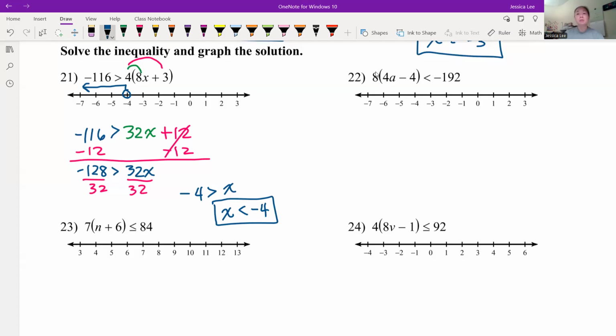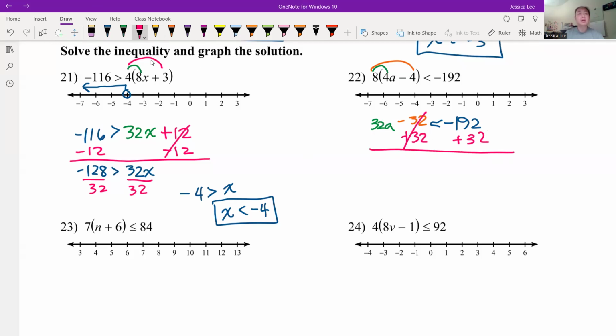22. Again, I notice here that I'm going to have to distribute this. So 8 times 4a is going to be 32a, and 8 times negative 4 is going to be negative 32. And then we have less than negative 192. Again, we're going to solve it like we normally do. We're going to add 32 to both sides.